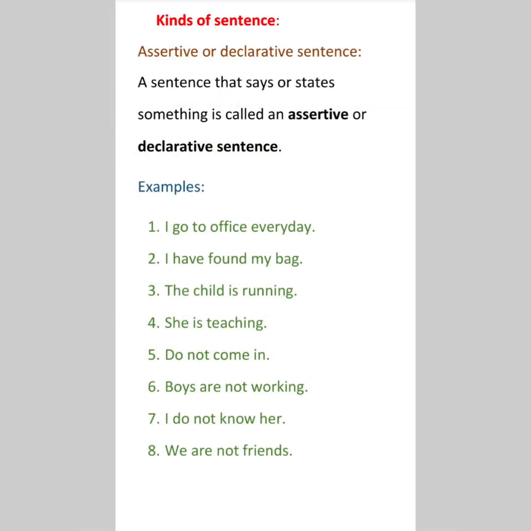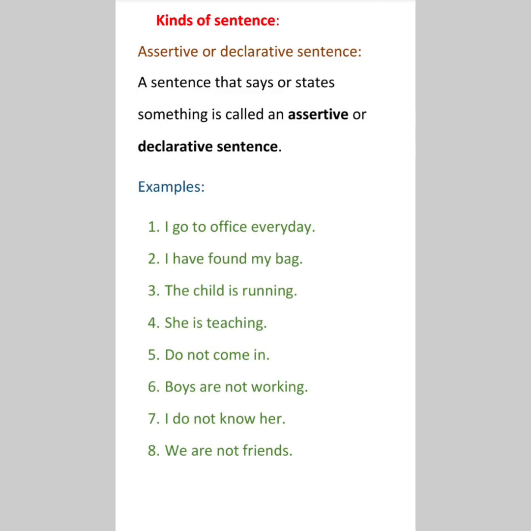Next we see assertive or declarative sentences. A sentence that says or states something is called an assertive or declarative sentence. Example: I go to office every day. I have found my bag. The child is running. She is teaching. Do not come in. Boys are not working. I do not know her. We are not friends. These are examples of assertive or declarative sentences.